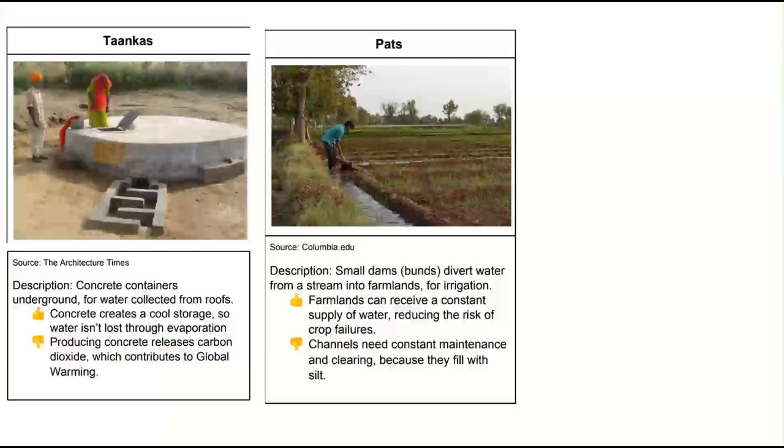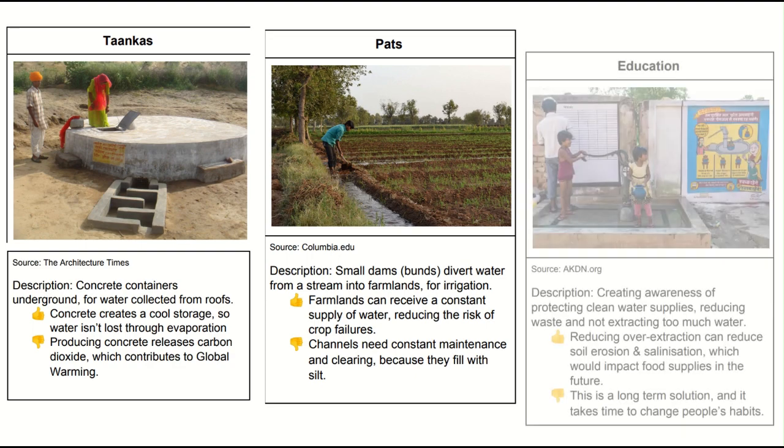They also create pats, which are small dams that divert water from streams into farmlands. And this is really, really good because what these allow is it's called appropriate technology or low technology. And it basically means that farmers can receive a constant supply of water, reducing the risk of crop failures.